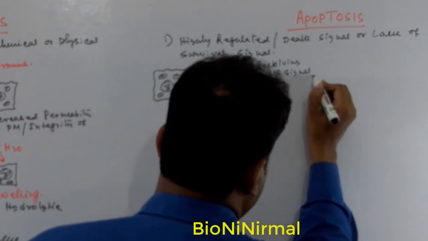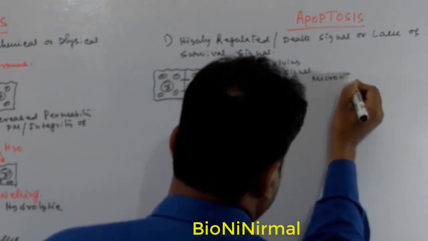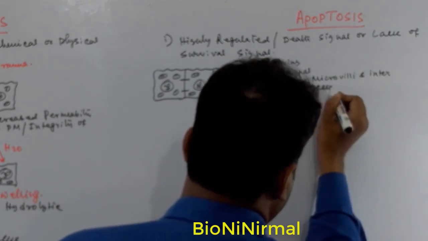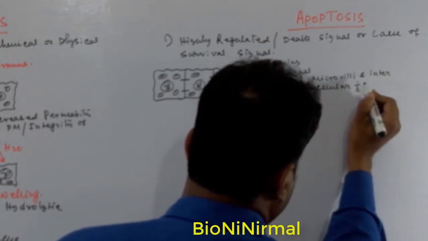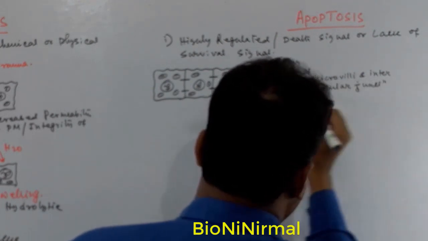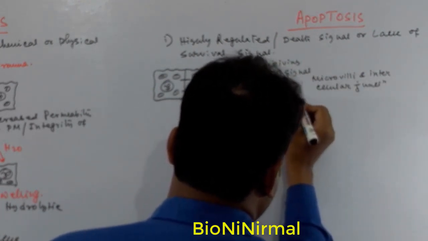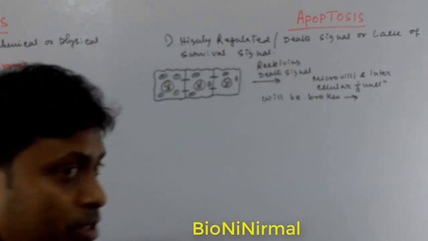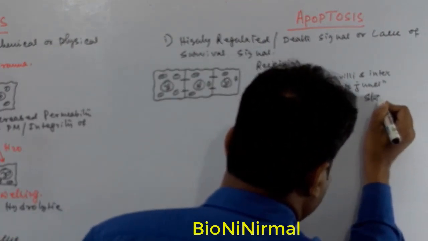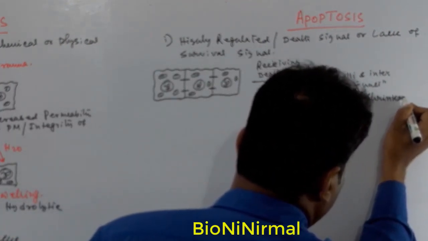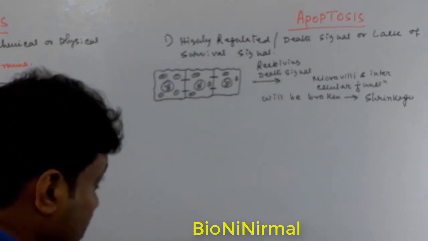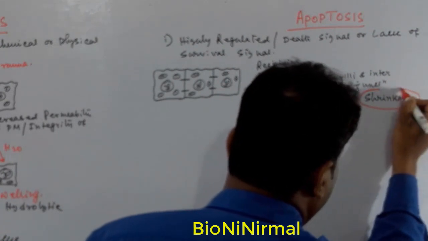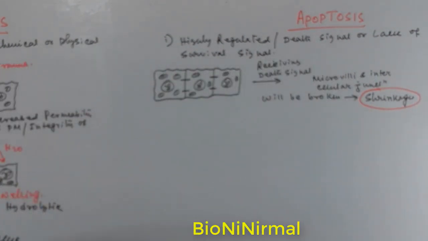The first step is that the microvilli and intercellular junctions will be broken, and the cell which undergoes apoptosis shrinks. So during necrosis swelling occurs, but during apoptosis shrinkage occurs. This is another important point.